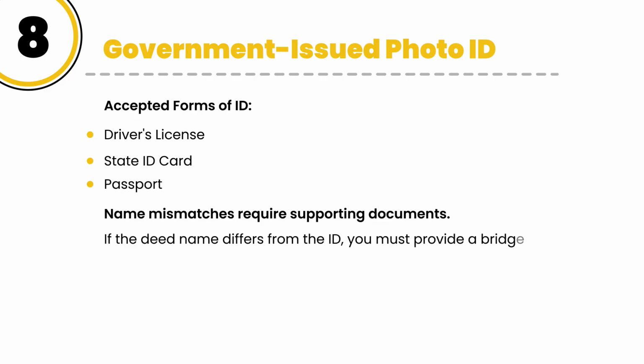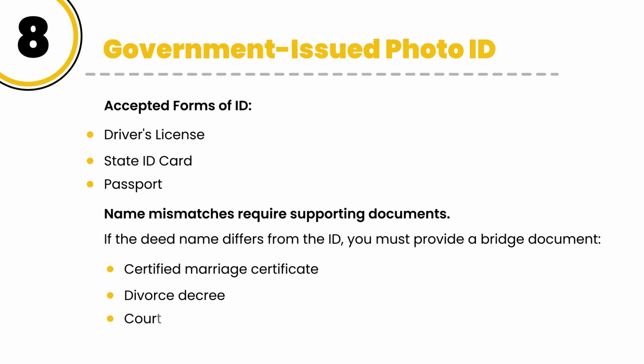If the name on the deed does not match the name on the ID for any reason, such as marriage, divorce, or legal name change, you need another respective document that bridges that gap. A certified marriage certificate, a divorce decree, a court-ordered name change. Do not assume the county will figure it out. They will reject it and move on.